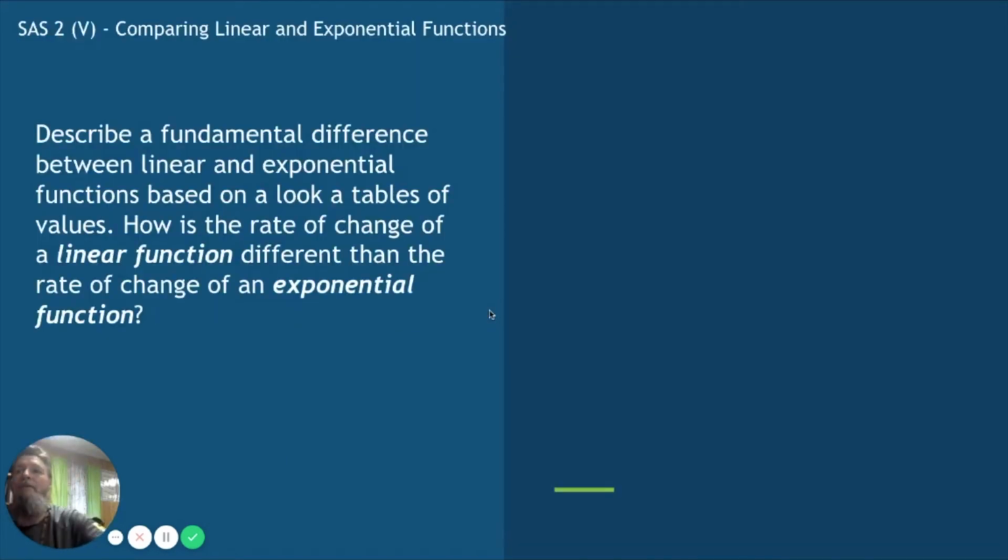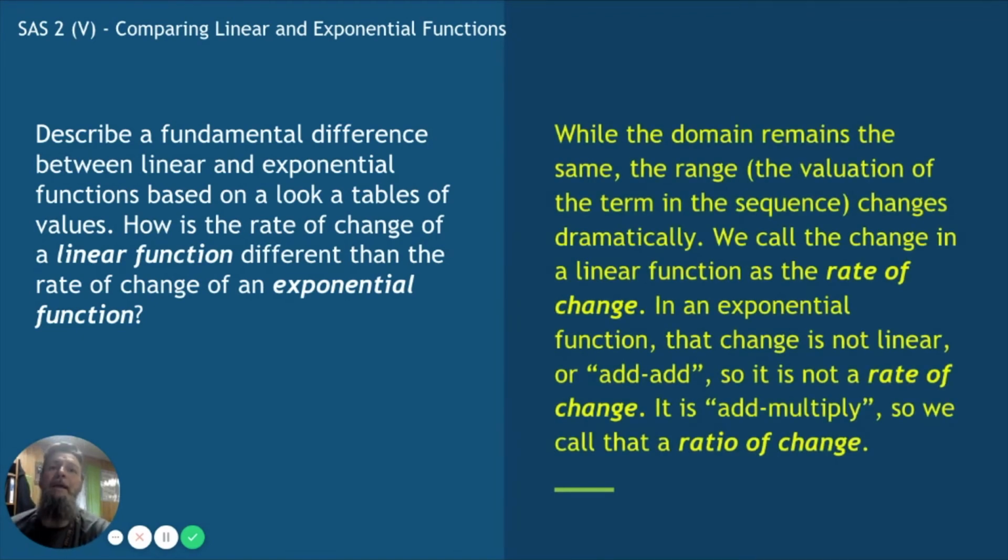All right. Describe a fundamental difference between linear and exponential functions based on a look at tables of values. How is the rate of change of a linear function different from the rate of change of an exponential function? All right. Well, the domain remains the same. The range, or the valuation of the term in the sequence, changes dramatically. We call the change of a linear function a rate of change. In the exponential function, that change is not linear, or add. So it is not a rate of change. It's multiplies, so we call that a ratio of change. So that's exactly what it's called. So in an exponential function, it's a ratio of change.